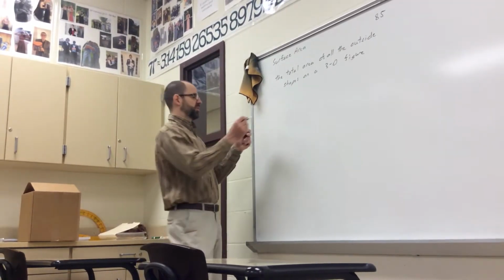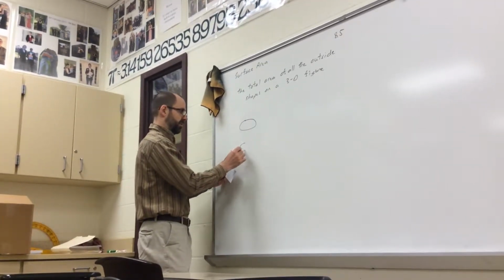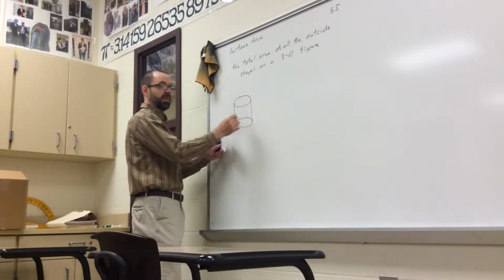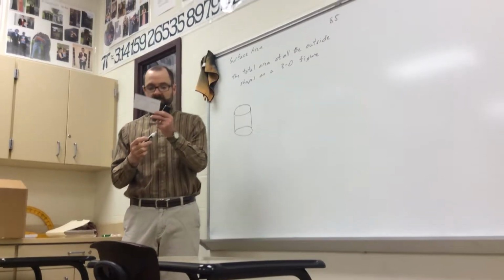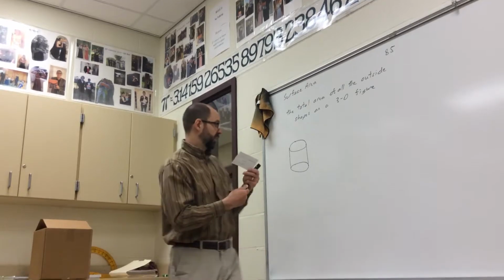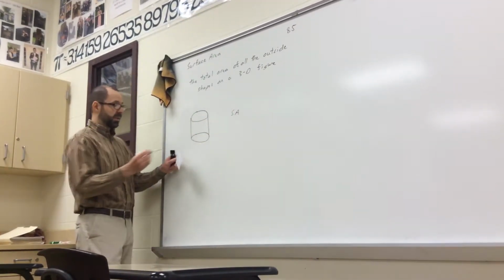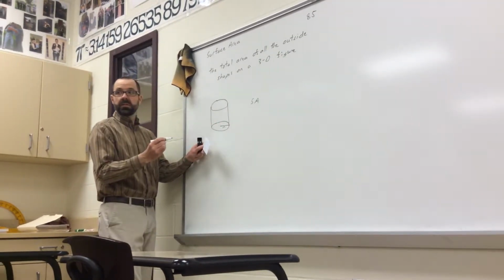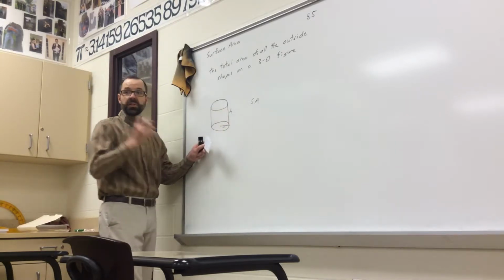Okay, then there's also what's called a cylinder, so I want to draw a cylinder for you. A cylinder is a shape that has two circles and then like a can. So that's called a cylinder. And we're going to figure out how to find the surface area of this. This measurement here is called the radius. And this measurement here is called the height of the cylinder.